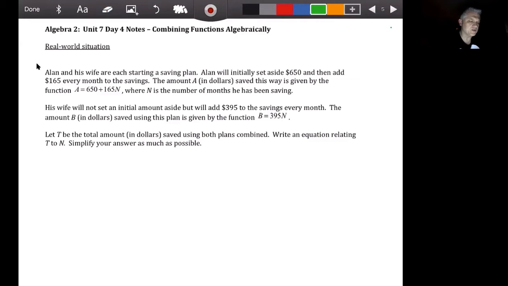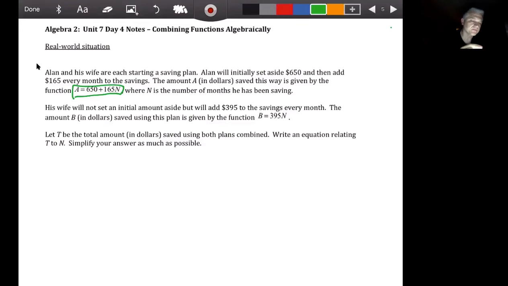All right, Alan and his wife are starting a savings plan. Alan is going to set aside $650 and then add $165 every month. And it'll look like this, because the amount A in dollars that he saved is going to be $650 plus 165 times n, which is the number of months. Cool. So we've got this first equation for how much money Alan is going to be saving.